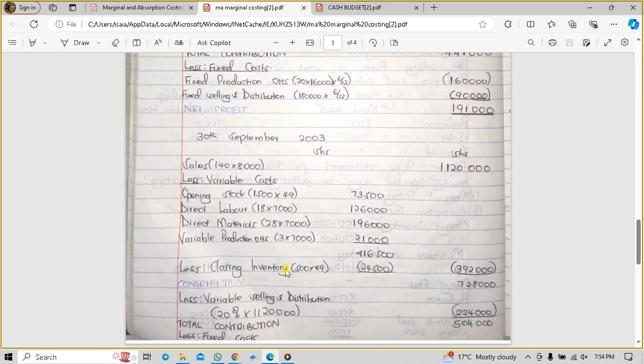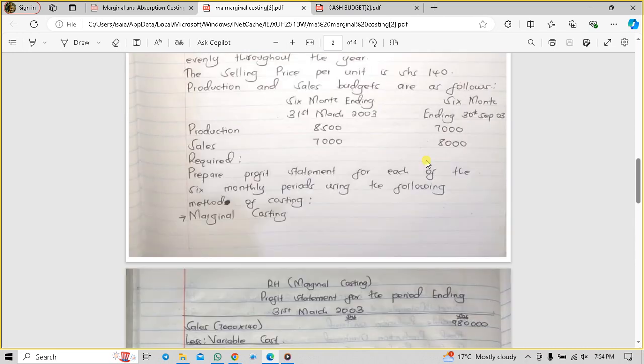So for the closing stock for the second half, it will be different. Here we have our closing stock or closing inventory as 500. Why are we saying that it is 500? Because if we have 1,500 as our opening stock, then we were able to produce 7,000. So that means that 1,500 plus 7,000 is 8,500.